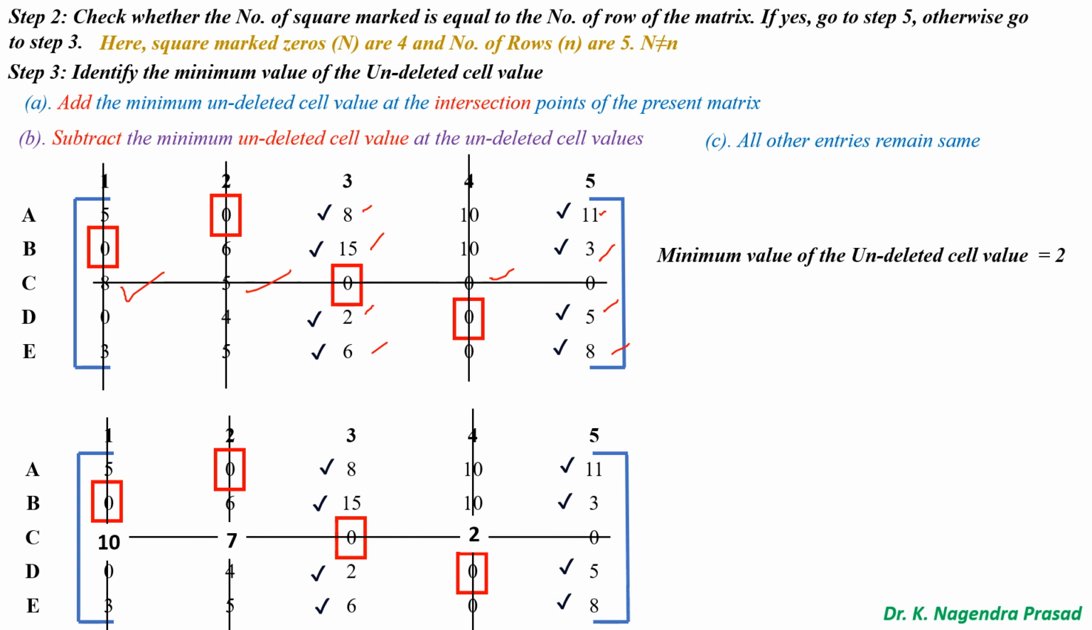Then we have to subtract the minimum undeleted cell value from the undeleted cell values. So from the remaining undeleted cell values we have to subtract the minimum value, that is 2. Then 8 minus 2 will become 6, and 15 minus 2 is 13, 2 minus 2 is 0, and 6 minus 2 is 4, 11 minus 2 is 9, 3 minus 2 equals 1, 5 minus 2 equals 3, 8 minus 2 equals 6, and the remaining values should be the same only.